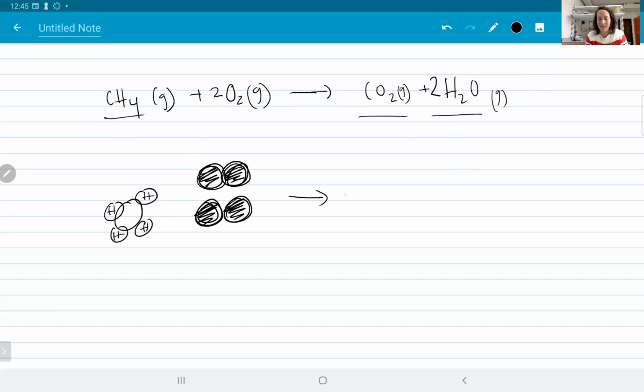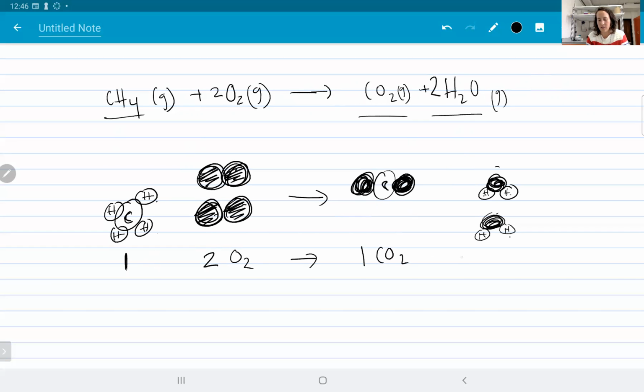And I'm going to get 1 carbon dioxide and 2 molecules of water. Okay. So look, we have 4 oxygen atoms, 1, 2, 3, 4 oxygen atoms. I've got my 4 hydrogen atoms, 1, 2, 3, 4, and I've got my 1 carbon atom here. So you can see that 1 molecule of methane plus 2 molecules of O2 gives me my 1 molecule of CO2 and 2 molecules of water.